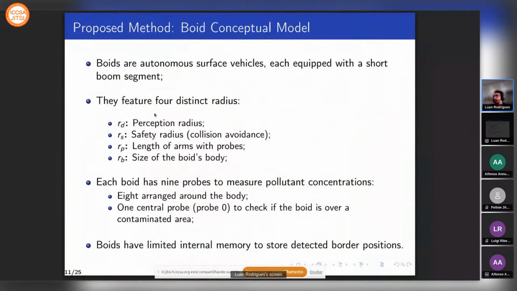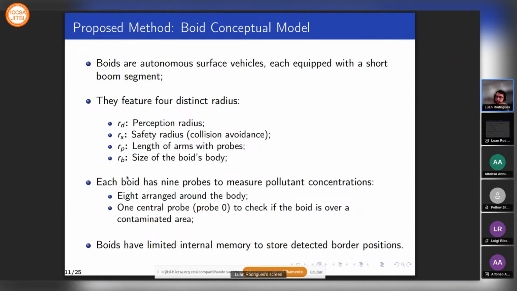So here we have how we create the voids. The voids are autonomous surface vehicles which are equipped with a short segment of that boom we talked about later in this presentation. So they have some distinctive features like the perception radius, safety radius for collision avoidance, the size of the separation in the barrier, the length of the arms with the probes, and the size of the body's probes.